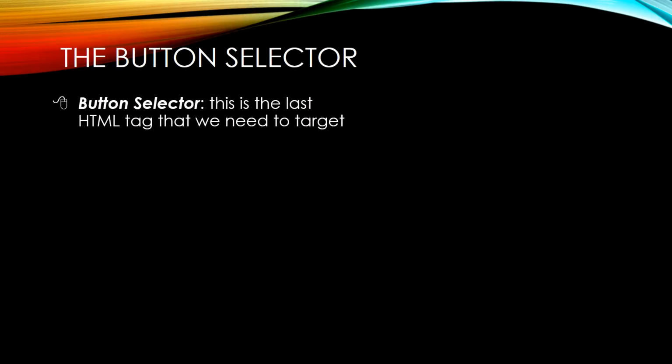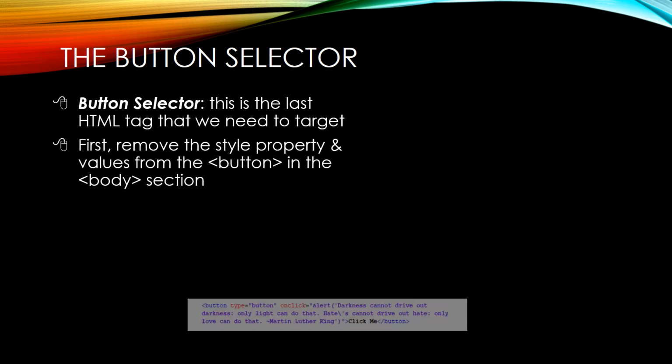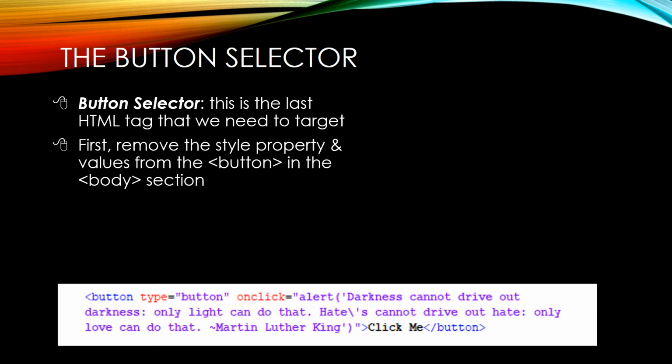The last selector we will do is our button selector. The first step is to go into the body section and find your HTML button with your JavaScript. We are going to take out the style with its property and values so that all that is left in the button HTML tag is the type and the on-click.